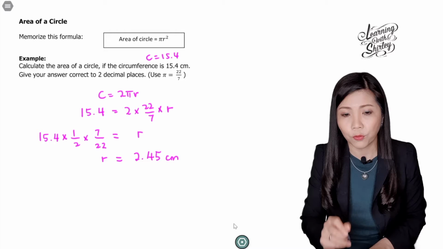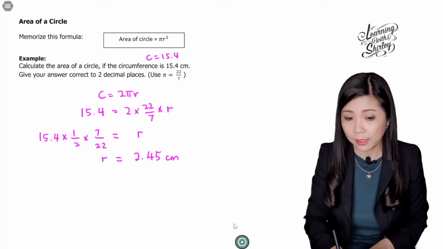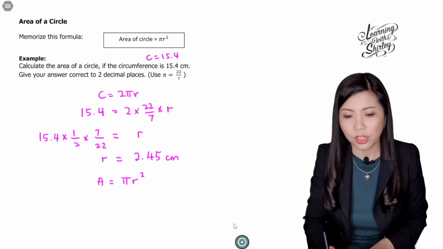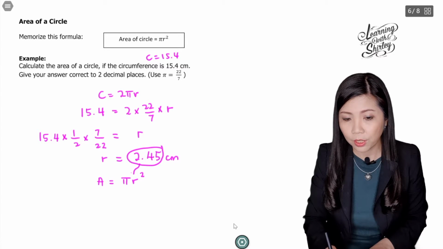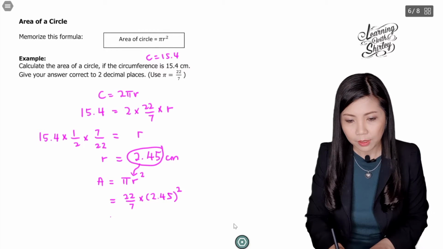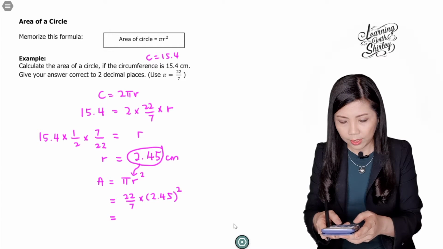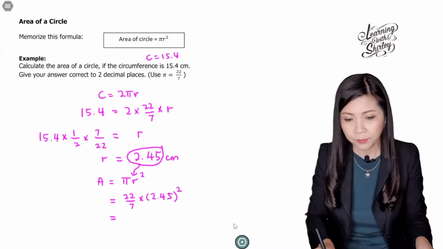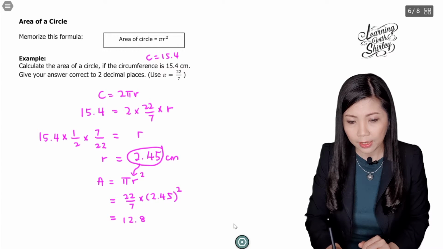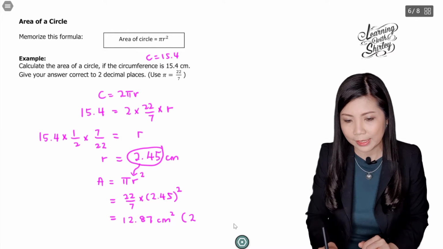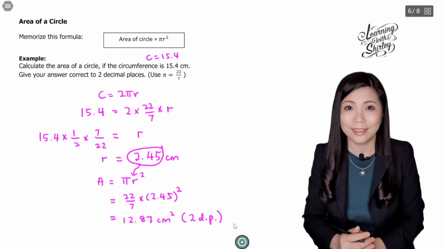After that, we have to find the area of the circle. So the formula for area of a circle is pi r squared. I'm going to apply the answer that we got just now, which is 2.45, into here. So we get 22 over 7 times 2.45 squared. Let's work this out: 22 over 7 times 2.45 times 2.45. So we get 12.87 cm squared. cm squared is the unit for area and it's in 2 decimal places. So that is the answer.